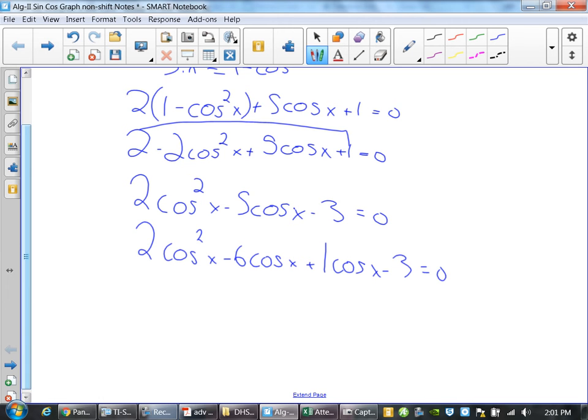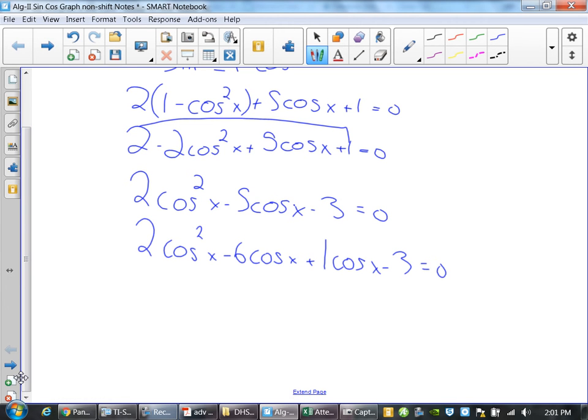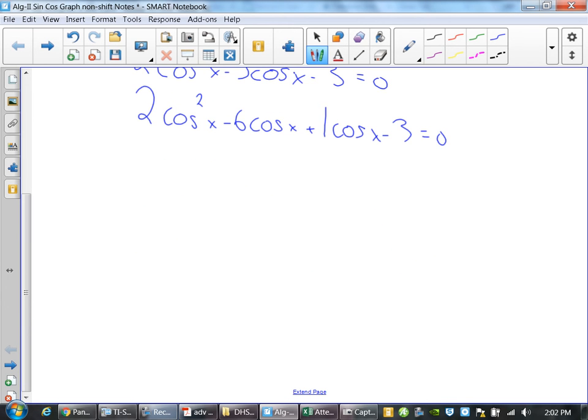Someone did it where you factor out a cosine on the other side, but that's ugly, though that's a way to do it. Factor out your GCFs then. So you have 2 cosine x, and you're left with cosine x minus 3, plus 1 and a cosine x.